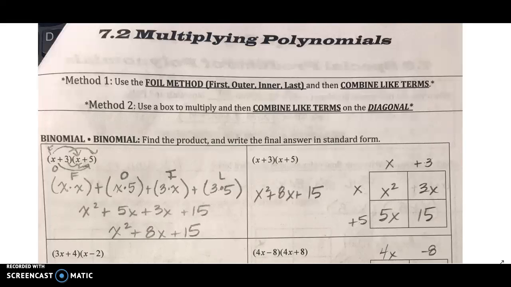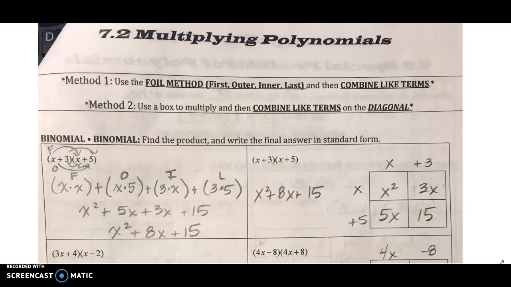Hi, pre-algebra students. This is the lesson for 7.2 on multiplying polynomials. You remember yesterday we were adding and subtracting polynomials, so today we're going to multiply. And so far you've had lots of practice with multiplying one number or one term by a polynomial, and you know that is the distributive property.